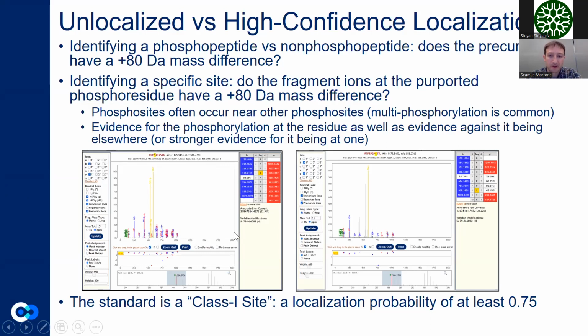And this is mainly due to the spectral quality. So improving the spectral quality will improve the localization. And in the field, there's the standard of the class 1 site that I will be using. And this is a localization probability at the site of at least 0.75.